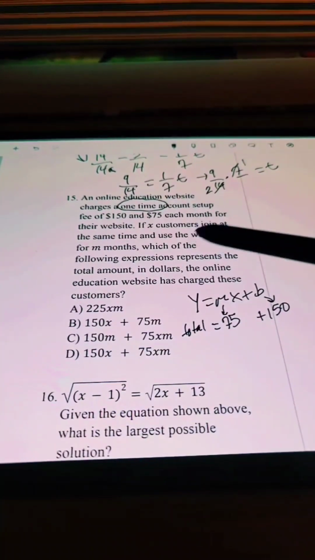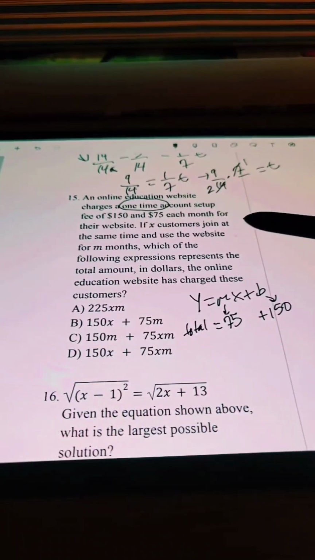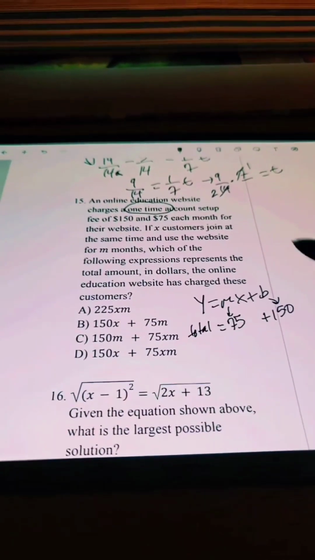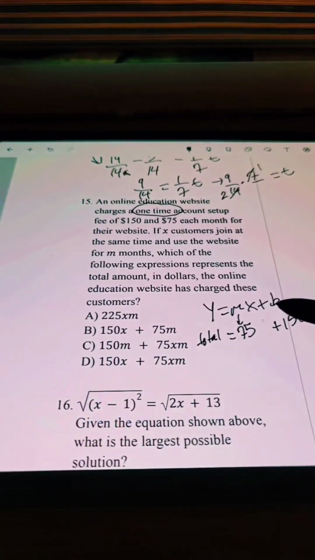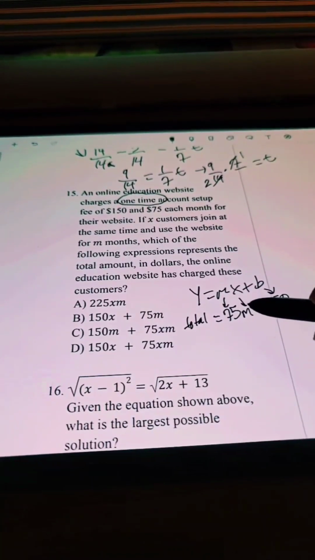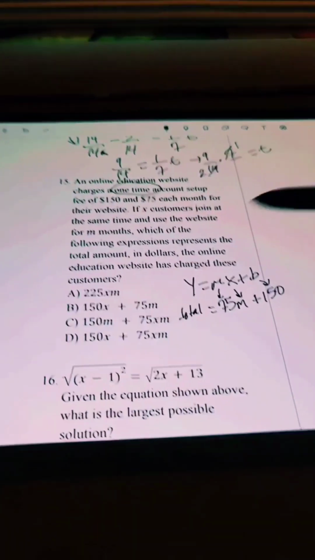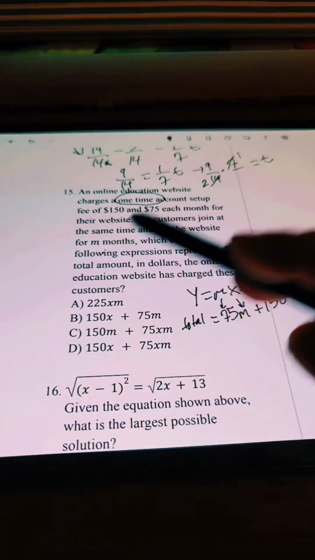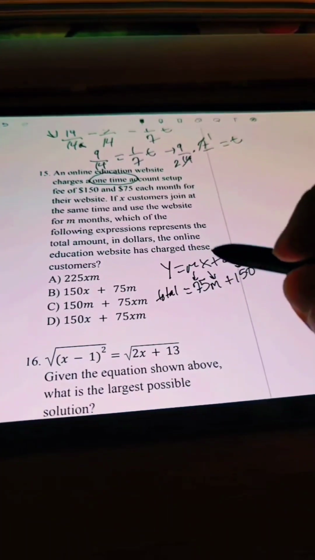And it says that M is the number of months and X is the customers that join each time, or join at the same time. So it's going to be $75 each month. So M is technically acting as your X. And yes, I made M act as your X on purpose to be extra annoying.